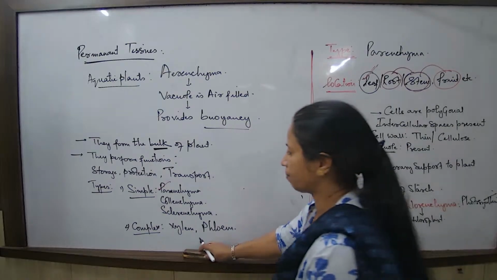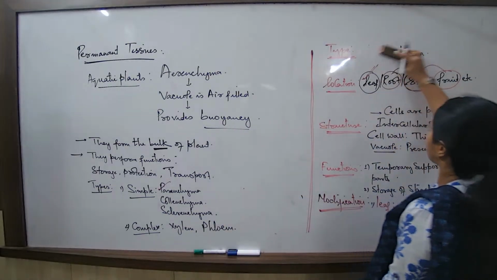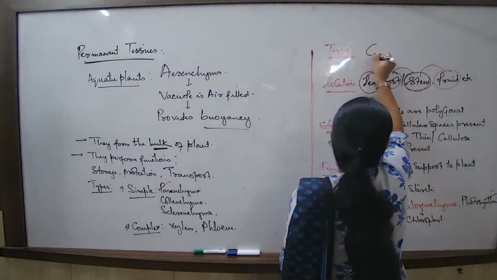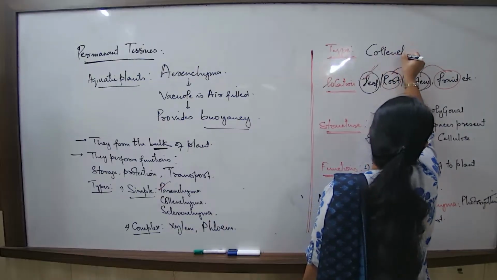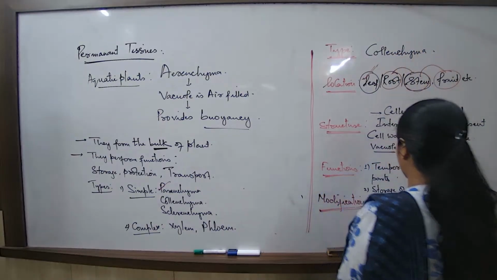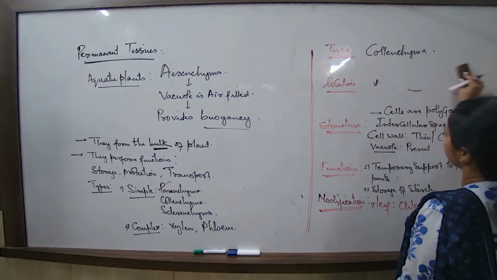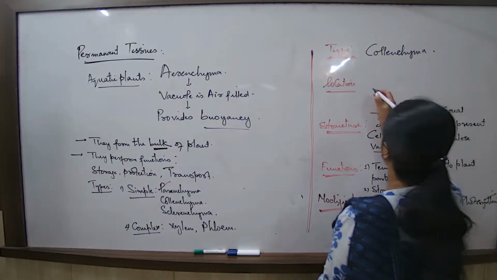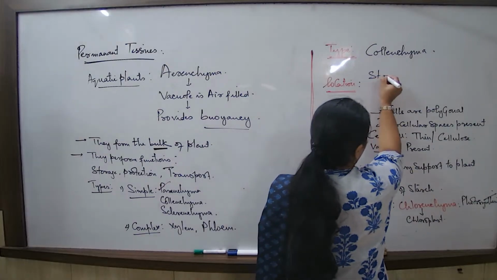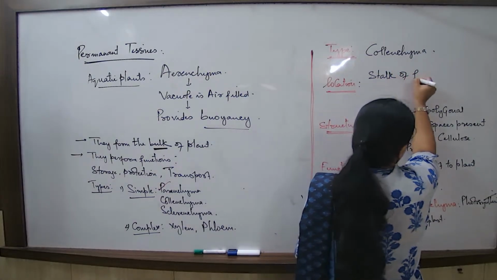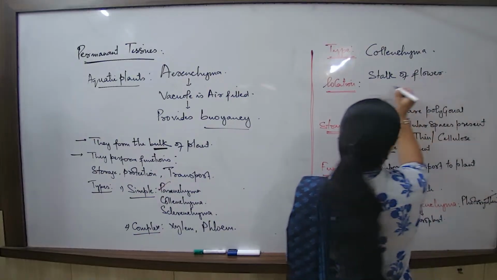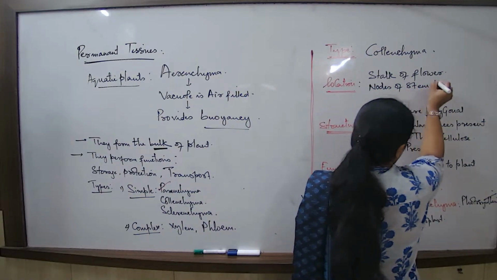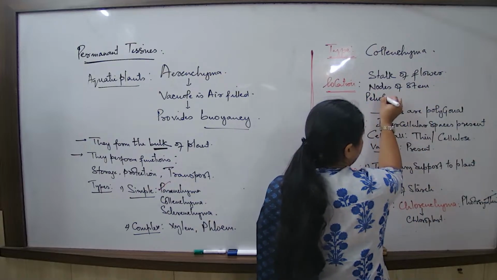Let us go to the next type. So this was all about parenchyma. Let us talk about the collenchyma. Where is it present and what is its function? We talk about the second type, the collenchyma. Where is it present? Let us try understanding the location. What is the location of the collenchyma? The location of the collenchyma would be at the stalk of the flower, then at the nodes of the stem, at the petiole of the leaf.